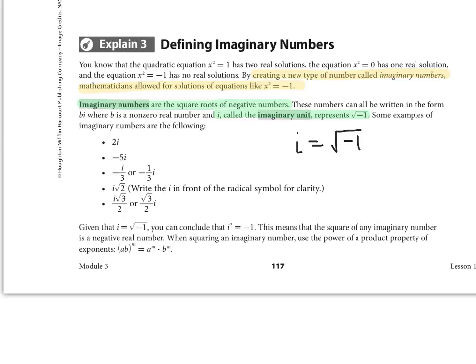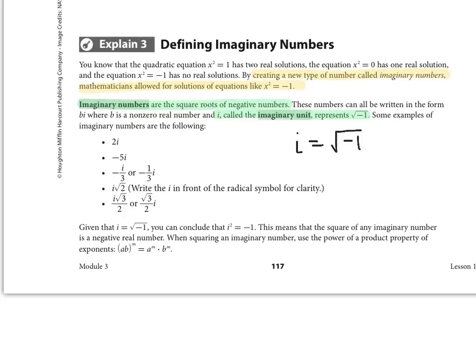Here are some other examples of imaginary numbers. We can write 2i, negative 5i. We can even put it as part of a fraction or a ratio. We can write it with a square root. In this case, we want to put the i before the radical symbol. We don't want to mistakenly put the i underneath the radical. So if you put it first, i square root of 2. And we can also include a radical with a ratio, i square root of 3 all over 2.